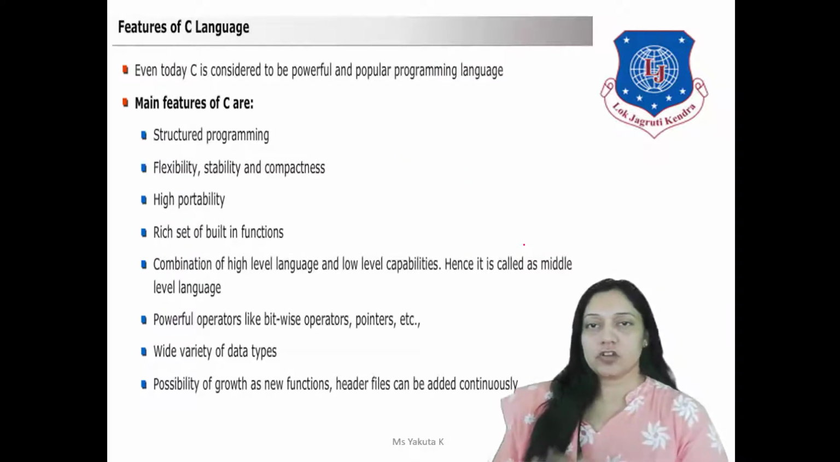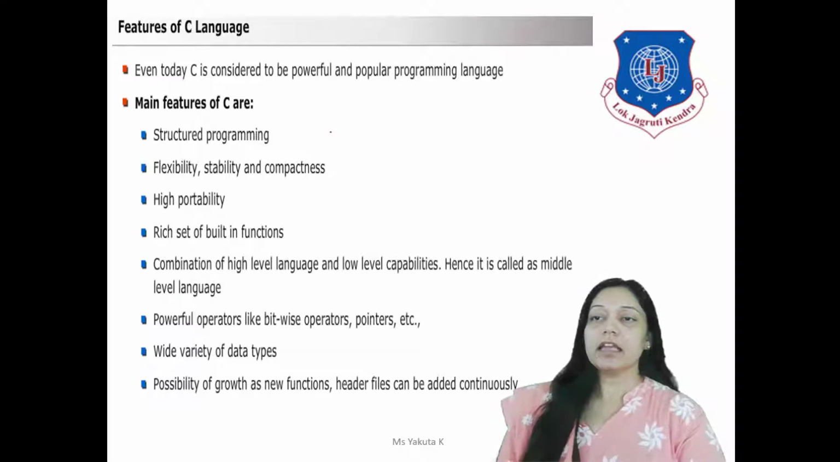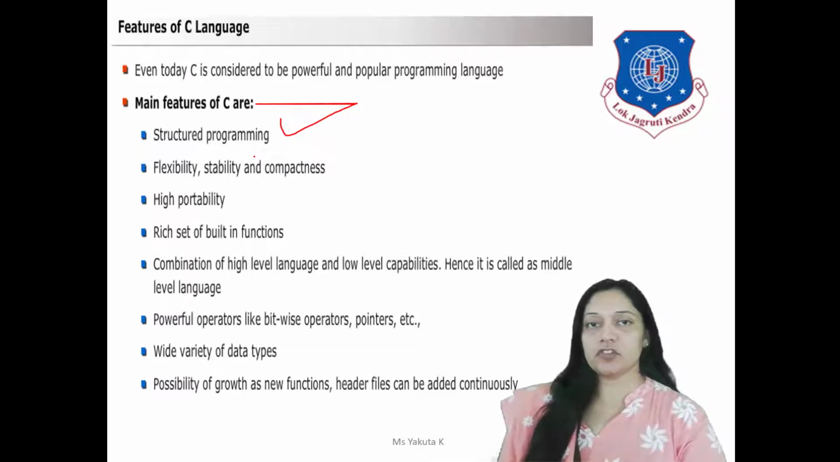Next is the features of the C language. What are the main features? Why are we learning this particular programming language? What are the advantages or features available in C? The first one is that it is a structured programming language. There is a specific structured format of writing a C program, and we have to follow that format, otherwise we might get errors in executing the C program.